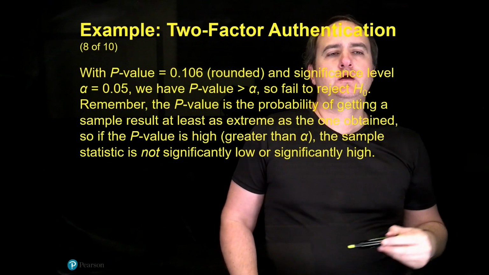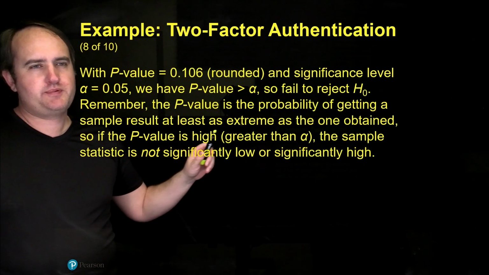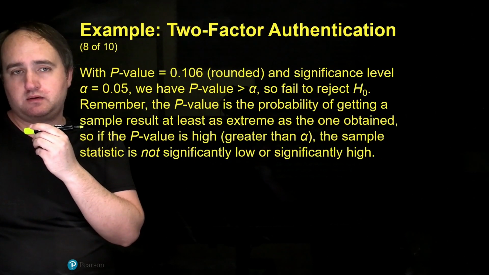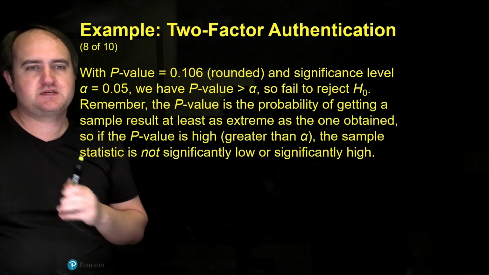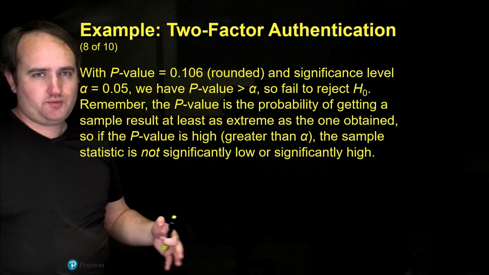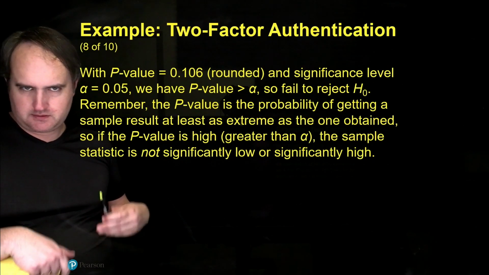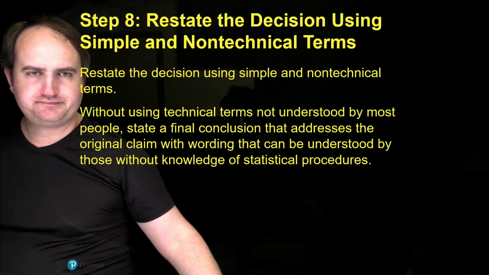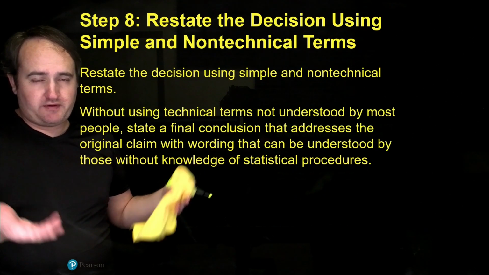And then here's an interesting explanation. It may or may not be helpful to you, but the p-value is the probability of getting a sample result at least as extreme as the one obtained. So if the p-value is high, which is greater than alpha, the sample statistic is not considered significantly low or significantly high, which means we can't really reject the null hypothesis. So that's like the not guilty case, not innocent by default. Okay.